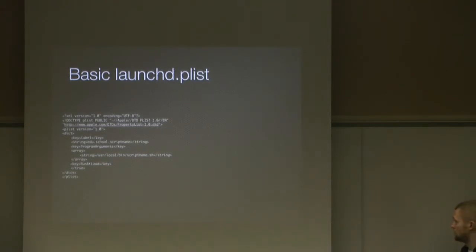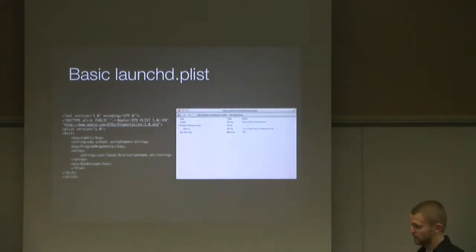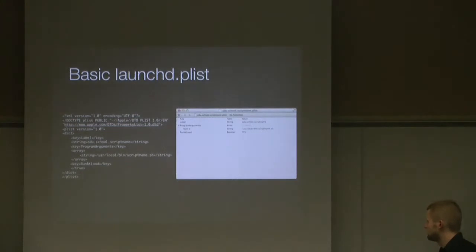So you have the label, which defines the unique name of the job. Then you have the program arguments, which define what is going to be run. And then you have a trigger, or in this case, RunAtLoad. So as soon as this job is loaded, that script is executed. And again, if XML scares you, this is the same plist file loaded in Xcode. So if you want to start looking at launchd, probably a good idea to load Xcode on your system.